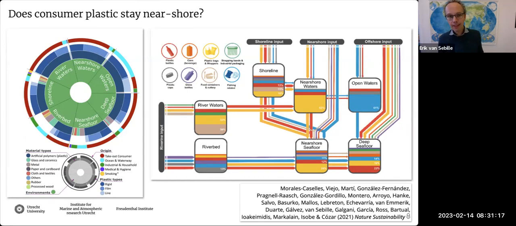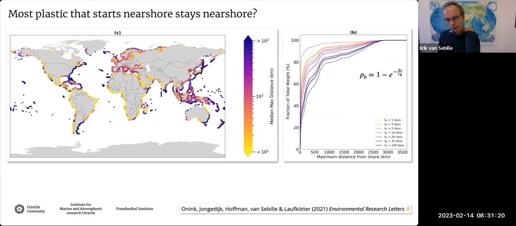On the other hand, we did a simulation, when Victor Onink was a PhD student in Bern, in the group of Charlotte Laufkötter. He started virtual particles that are, as we hope, representative of microplastic, starting them from every location around the coastlines around the world. He started them close to the coastline and looked at how far away from the coastline they got. So what was the furthest distance that they reached from the coastline during a timescale of 5 years? And that's the scale over here.